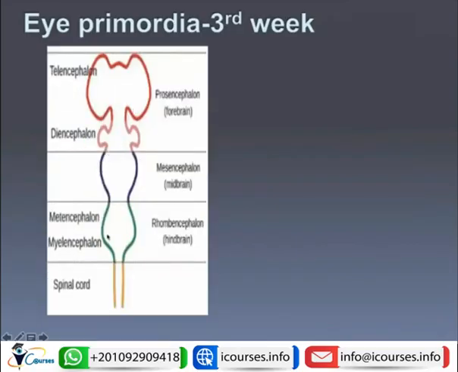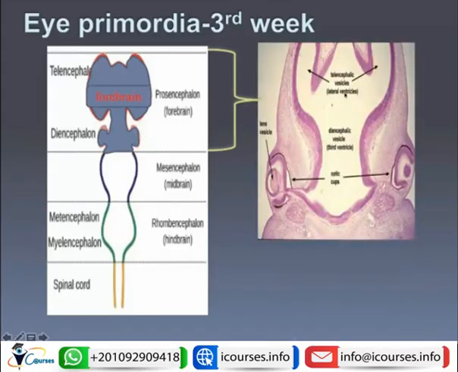So here is the neural tube. The neural tube will show three dilatations: the forebrain, the midbrain, and the hindbrain. Sometimes you are asked in the exam about the other names, which are prosencephalon, mesencephalon, and rhombencephalon. So the eye will develop from the forebrain. Here you can see this is an outpouching of the forebrain. This is the forebrain, and here you can see that this is the optic vesicle. So they appear as an outpouching that migrates laterally from the forebrain, as you can see here.